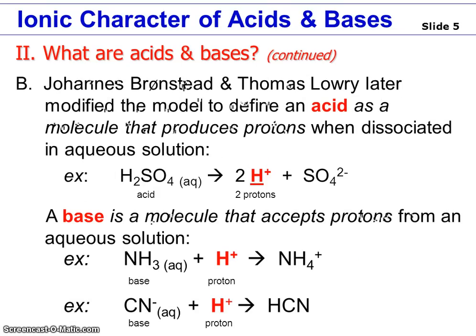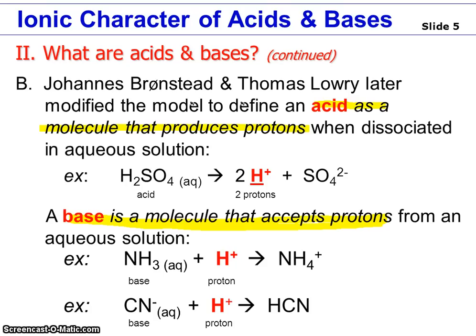Bronsted and Lowry later modified Arrhenius' definition of acids and bases to be less specific and to, in general, look at proton transfer. So they defined an acid as a substance that is going to produce or donate protons, and a base is a substance that can accept protons. And this is when they are in a solution. This is very similar to Arrhenius' definition because a hydrogen ion is a proton.